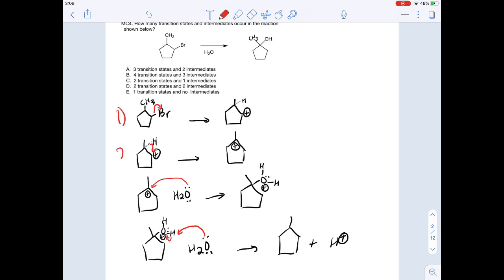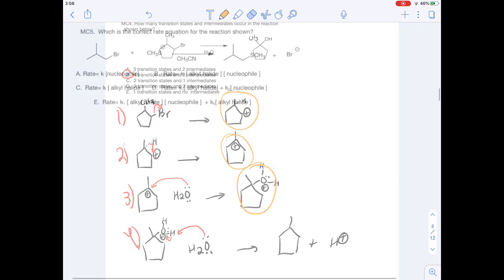So each step, like I said, is going to be a transition state. So 1, 2, 3, 4. So right off the bat, you know that your answer is going to have 4 transition states, and the only answer with that is B. So B is going to be your right answer for number 4. But just to show you, here are your 3 intermediates, because these are not the starting material and these are not the ending, they're the intermediates.